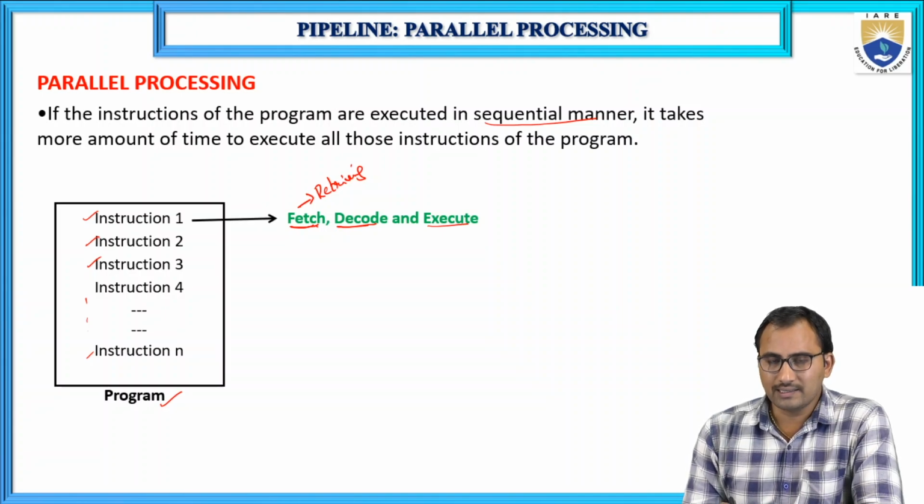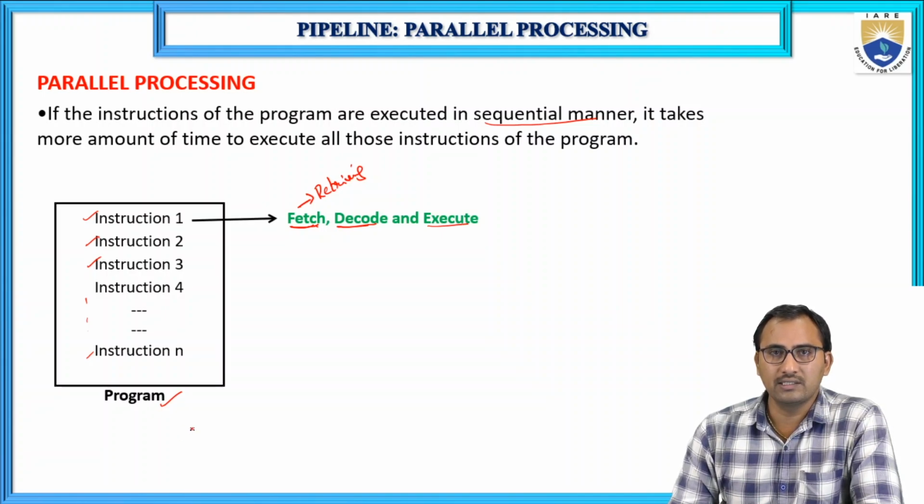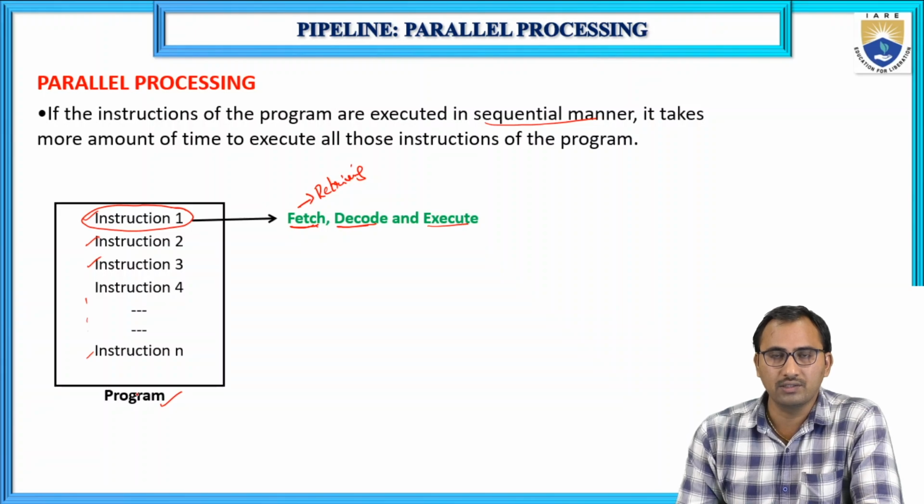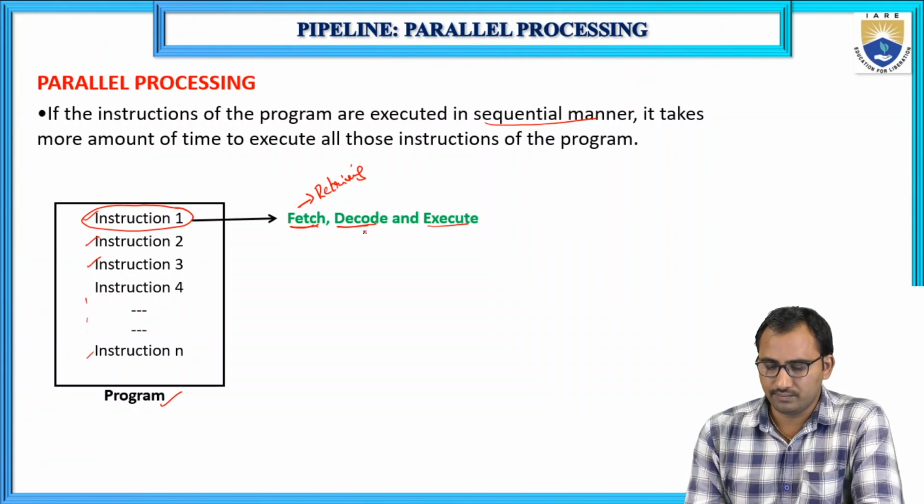But a machine cannot understand high level language or low level language, because the machine can understand only machine language, nothing but zeros and ones. So the instruction which is written in human understandable language should be converted into machine understandable language. That means we are converting that instruction into zeros and ones. That is called the decoding phase.